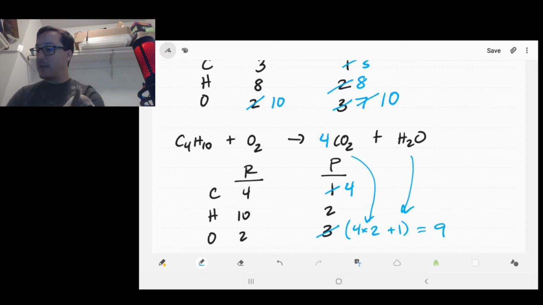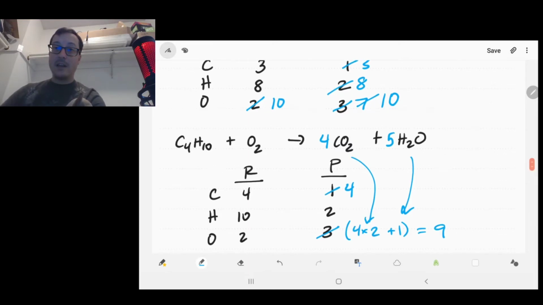Right, so the next thing to balance is hydrogen. On the left, I've got 10. On the right, I've got 2. So what I need to do there is multiply our water by 5, right? Because 2 times 5 will give us 10. So we'll need to multiply this by 5, and now adjust our calculation. We need to do 4 times 2 plus 5, which gives us 13 now. So always keeping track of everything. Oxygen is always the pain.